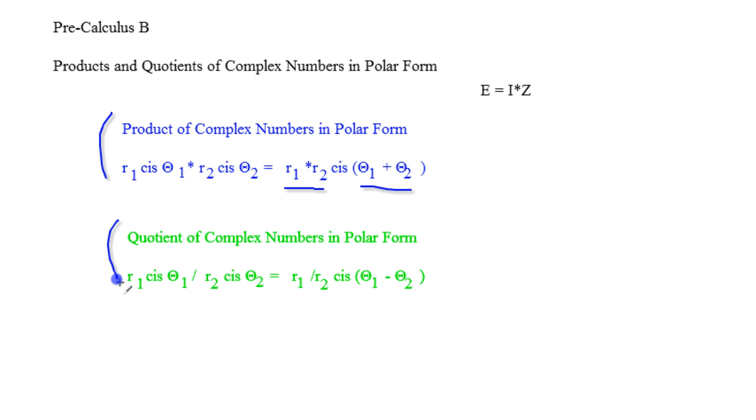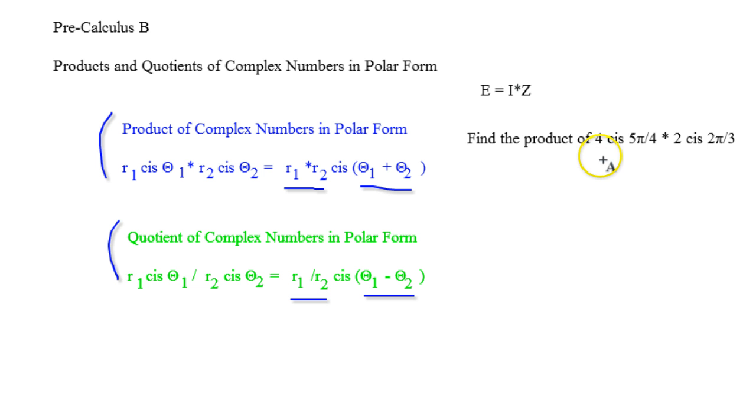Now, the quotient of complex numbers in polar form, r1 CIS theta 1 divided by r2 CIS theta 2: you take the moduli and divide the two, and then you take the arguments and subtract. Make sure you keep the order correct on this one. For the product, order doesn't matter because of commutativity, but commutativity does not hold for division and subtraction, so you have to be careful. And an important formula, especially for those looking to go into engineering, is E equals I times Z. Now let's take a look at some problems.